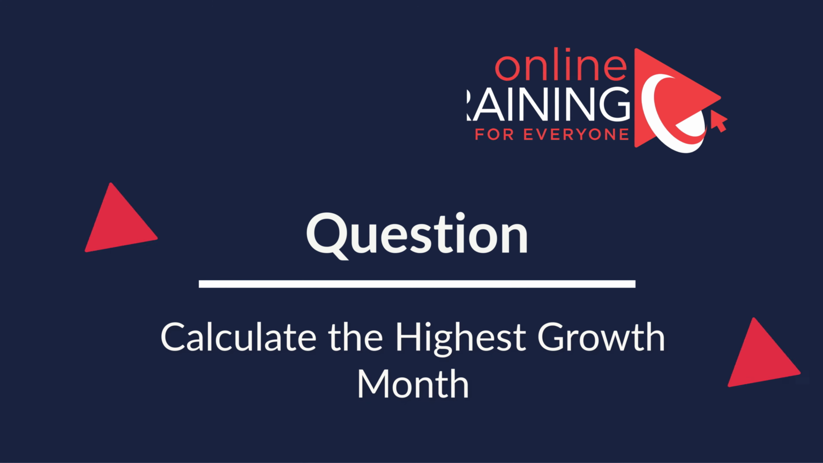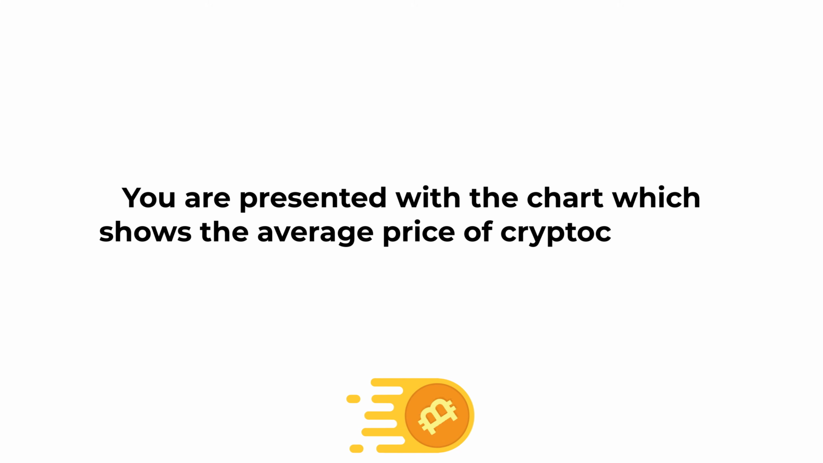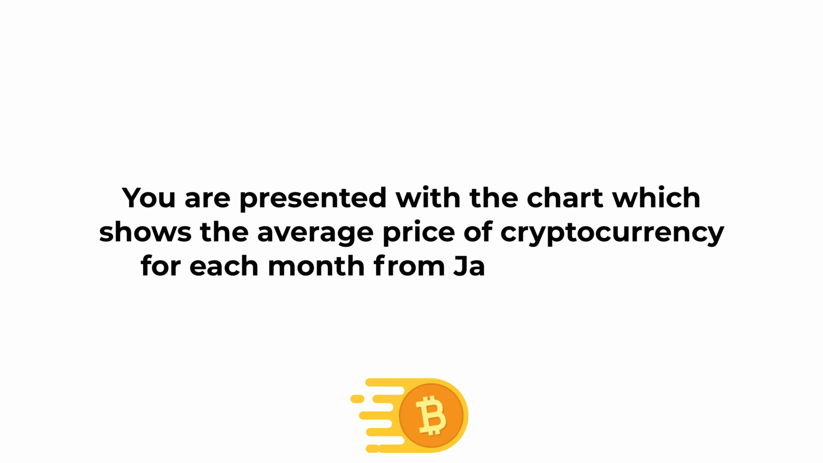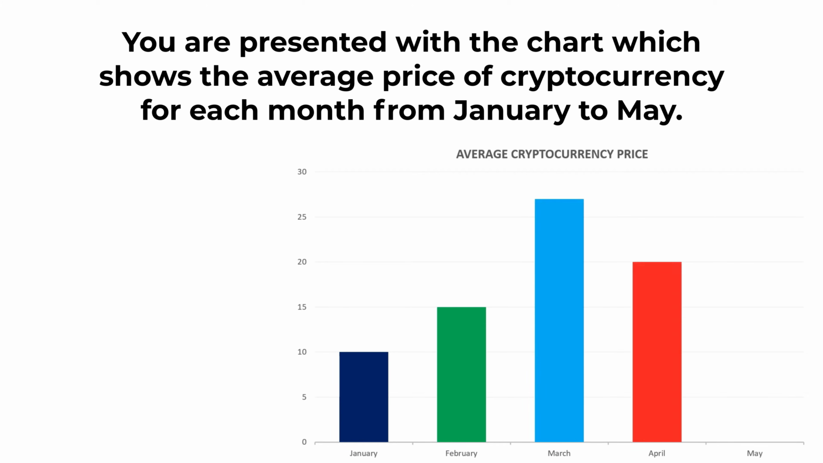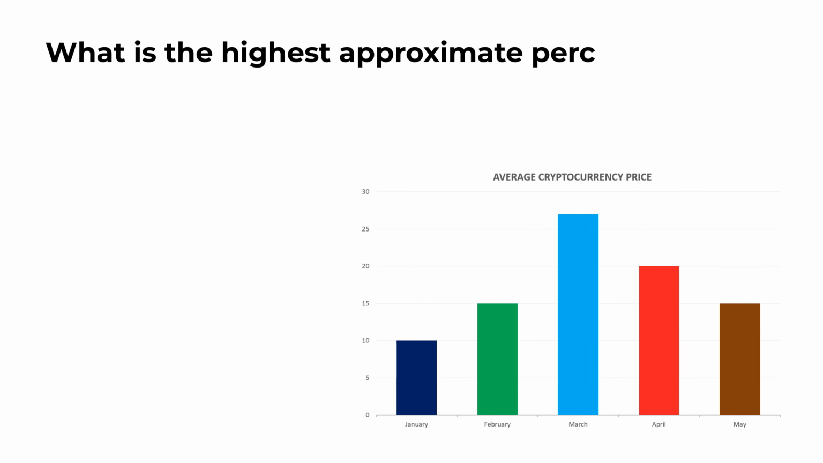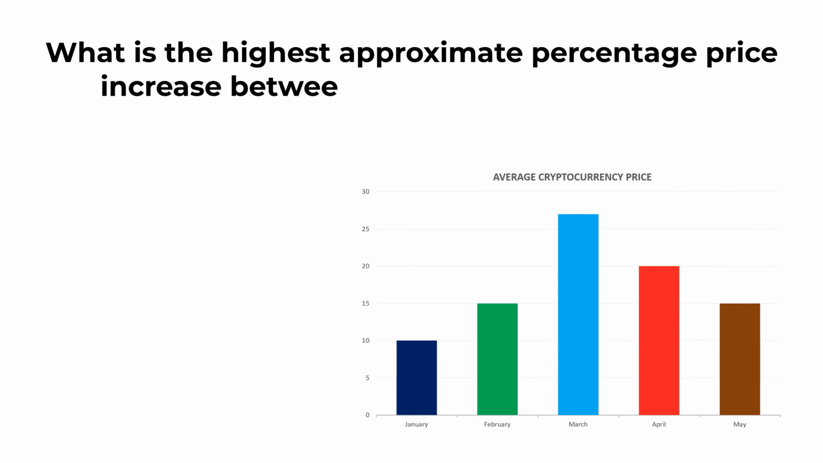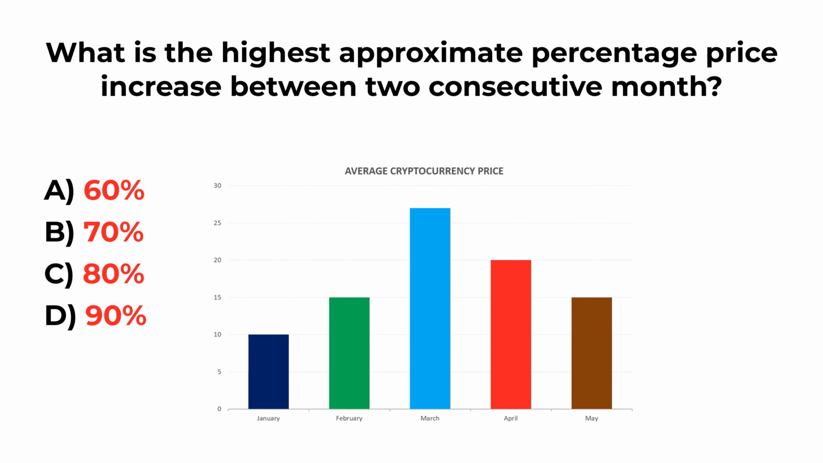Here's a cool question which tests your knowledge of percentages. You're presented with a chart which shows average cryptocurrency price. The question tells you that the chart shows the average price of cryptocurrency for each month from January to May. And the question is, what is the highest approximate percentage price increase between 2 consecutive months? You're presented with 4 different choices. Choice A, 60%, choice B, 70%, choice C, 80%, and then choice D, 90%.